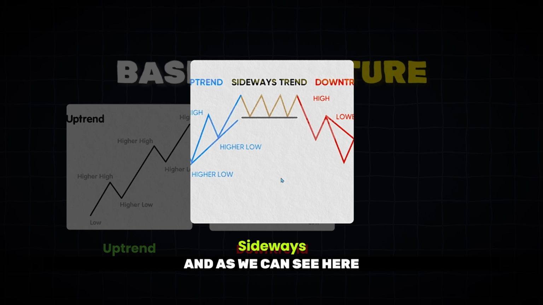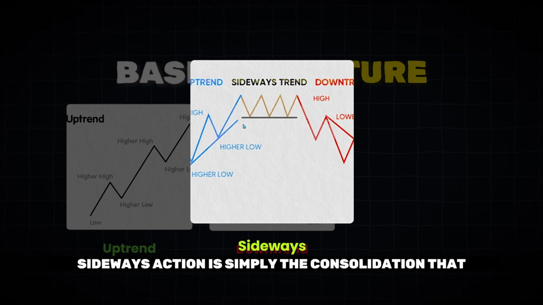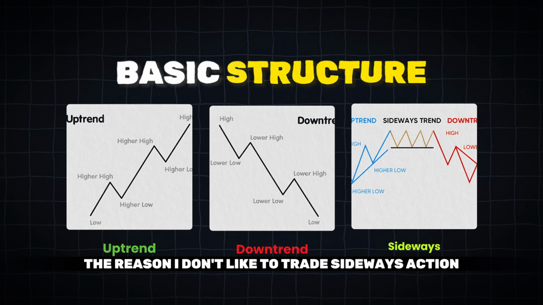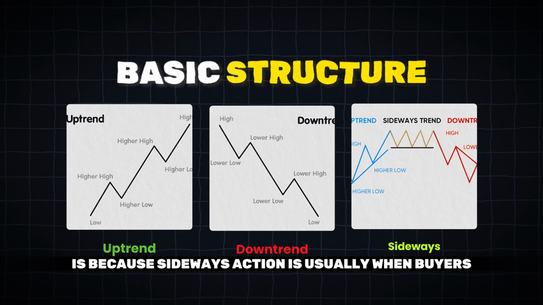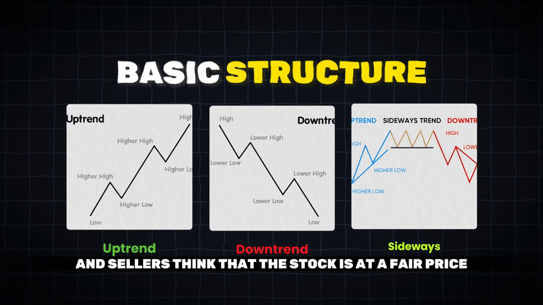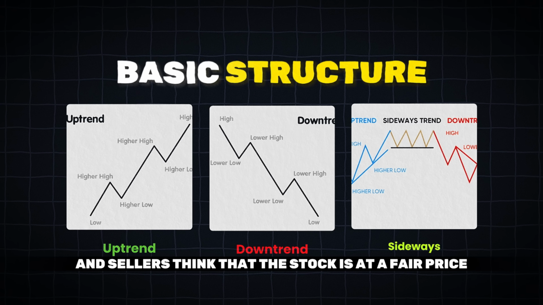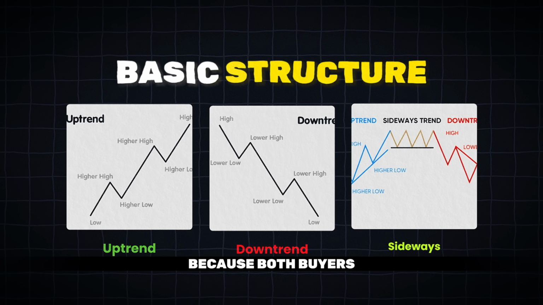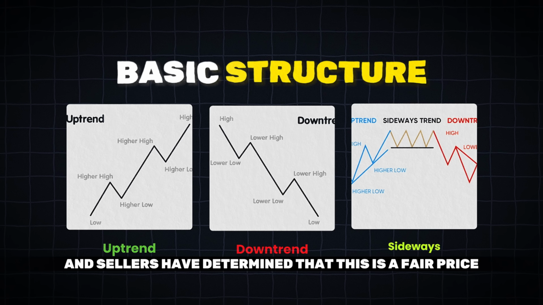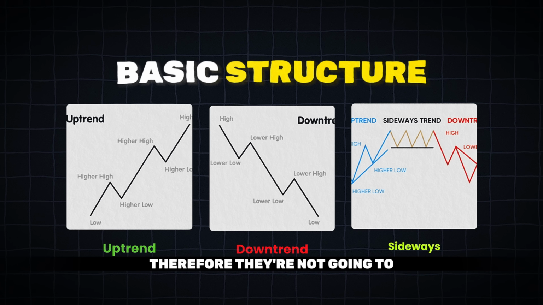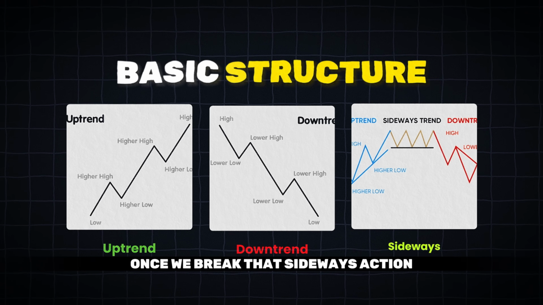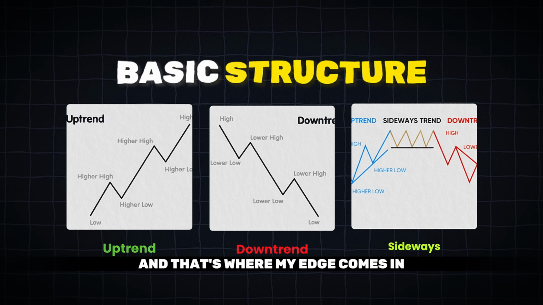As we can see here, indicated by the chart, sideways action is simply the consolidation that occurs when we are in between trends. The reason I don't like to trade sideways action is because it's usually when buyers and sellers think that the stock is at a fair price. Therefore, as a trader, we do not have an edge in the markets because both buyers and sellers have determined that this is a fair price for the stock. Therefore, they're not going to push the stock to the upside or to the downside. Once we break that sideways action, that's where we get a trend, and that's where my edge comes in.